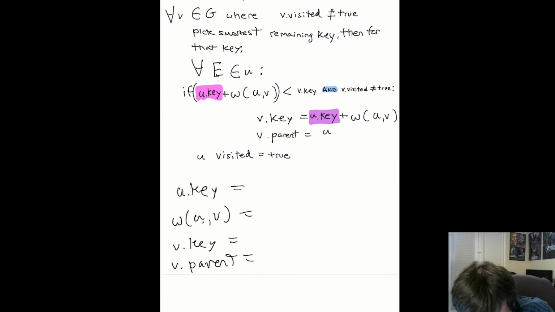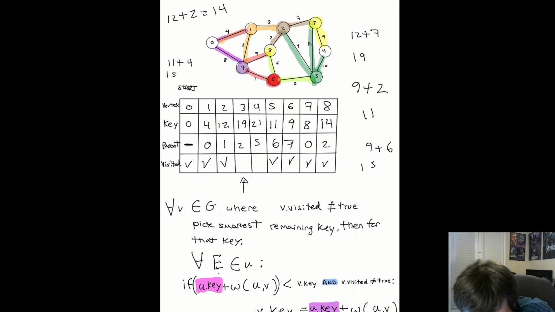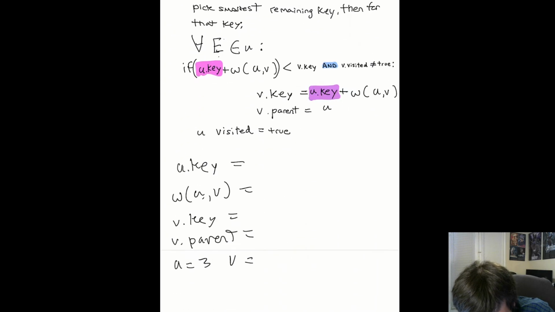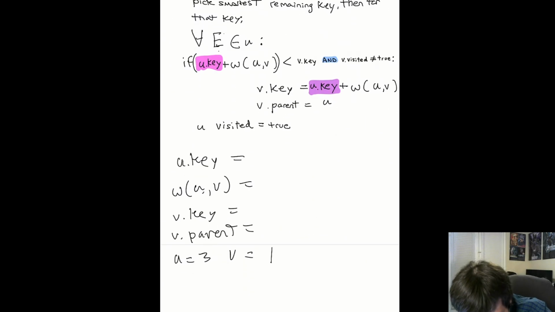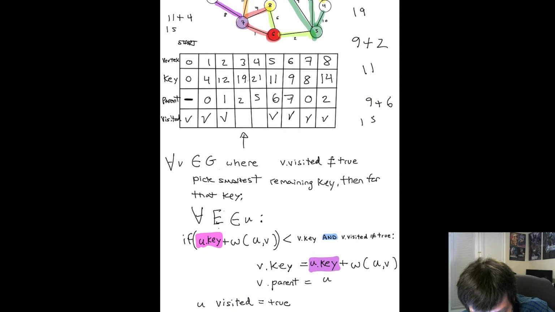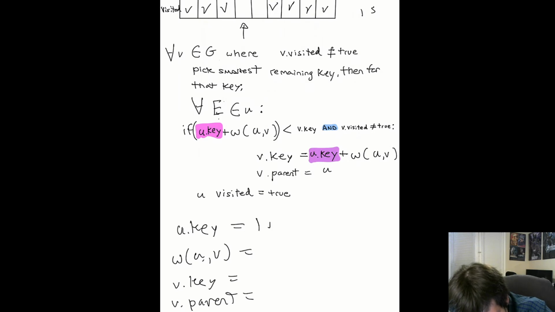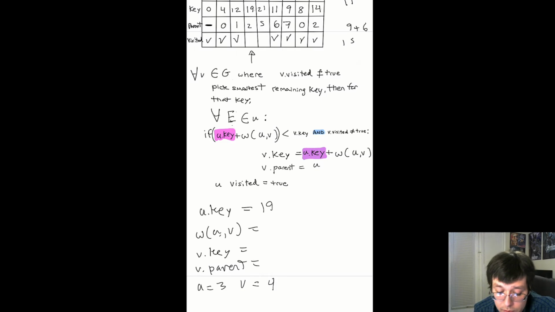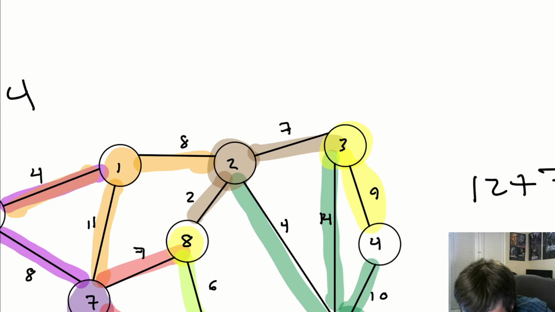So let's say what U and V are in the first place. U is the start, so that's where we're at, so that's 3. And V is the vertex we're looking at to go to, so that's vertex 4. Then the U key is 3 dot key, so 3 dot key is 19. And the weight going from U to V is the weight going from 3 to 4, which is a 9.